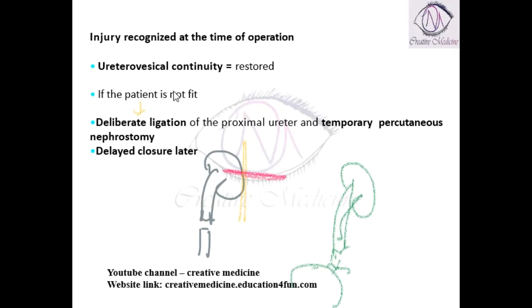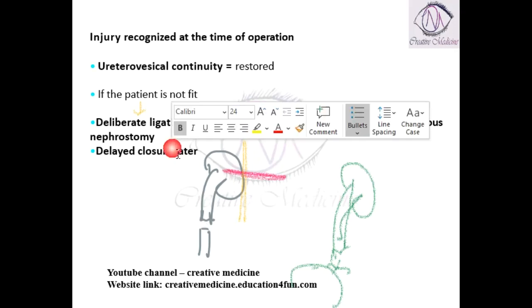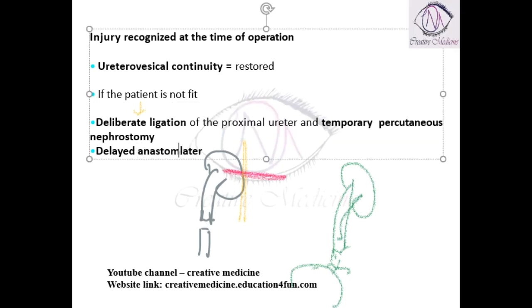But if the patient is not fit for surgery, then we will have to ligate this end of the ureter. This proximal end of the ureter is ligated, and then a percutaneous nephrostomy is put, and later, after some time, you can do a delayed anastomosis in this case.